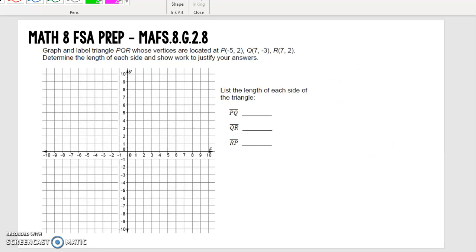Okay. So here's what I want you to do. I want you to go ahead and pause this video. This says to graph and label triangle PQR, whose vertices are located at P, Q, and R, and they give you the coordinates. Determine the length of each side and justify your answer. So go ahead, pause this video, try to solve these on your own. All right, so the very first thing we're going to do is put these points on there. So P is at -5, 2. Q is at 7, -3. And then R is at 7, 2.